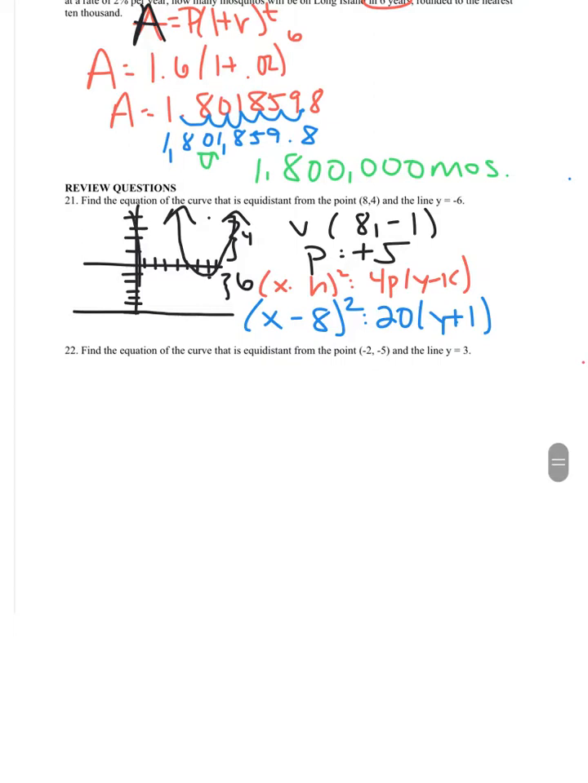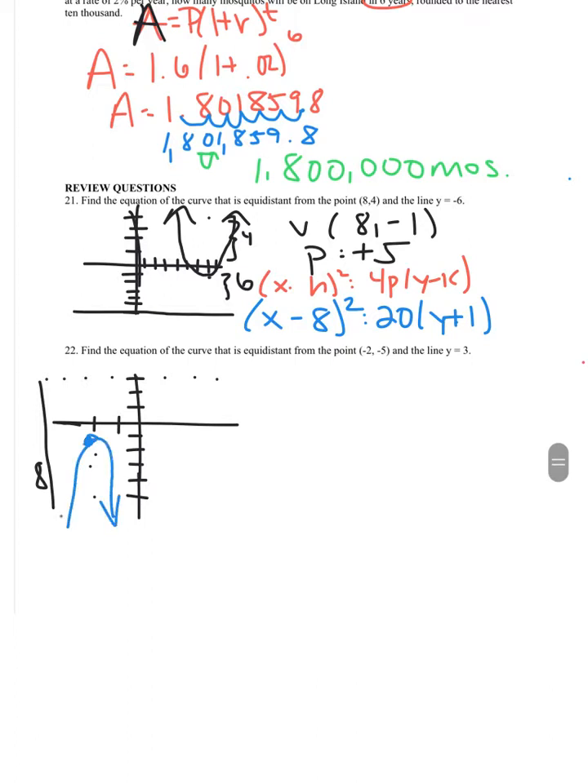So then for the next one, now my focus is (-2, -5). And then my directrix is y = 3. And then this is my point. Okay, if you count, I am 8 units away from each other, right? So I have to be 4 in the middle. So 4 in the middle, I go up 1, 2, 3, I am right here. I'm opening up downward because my focus is down here.